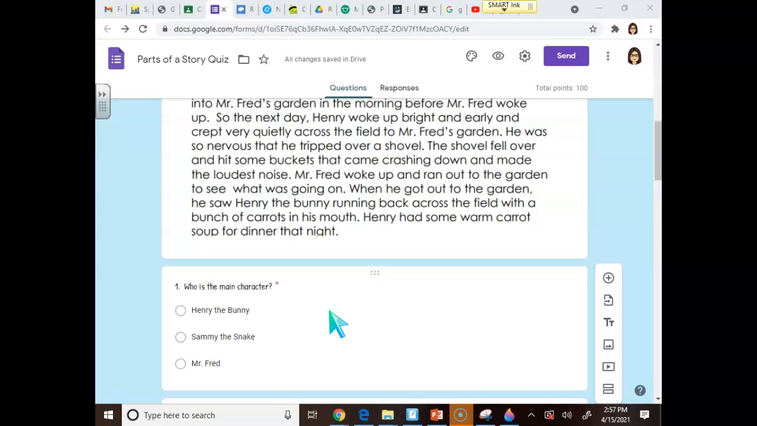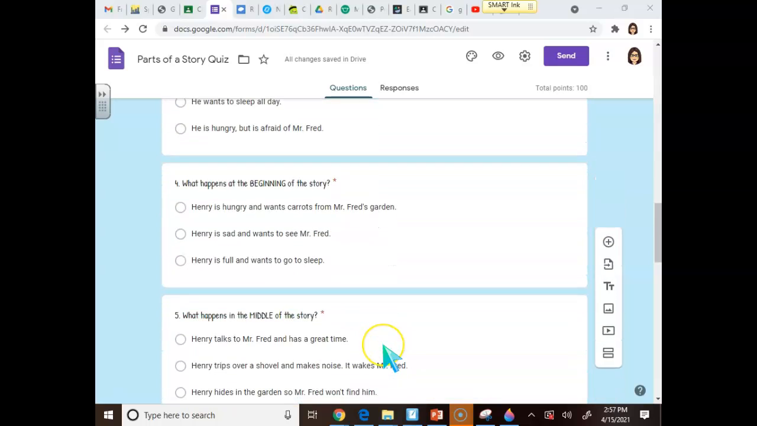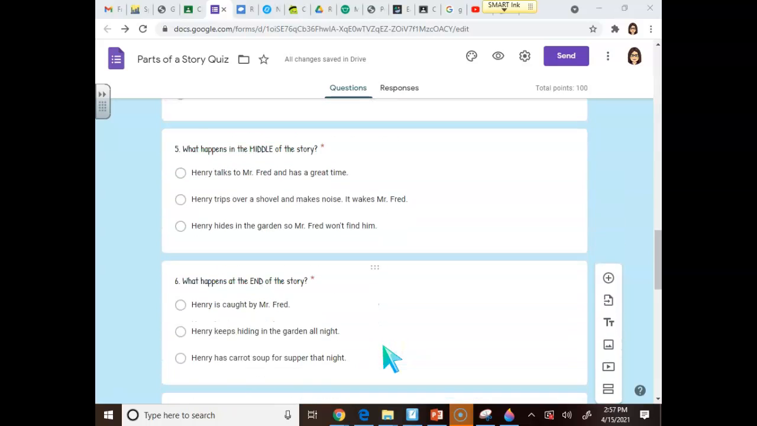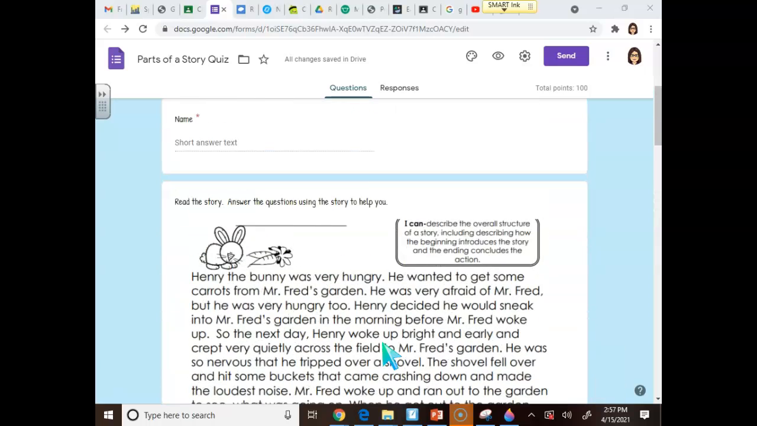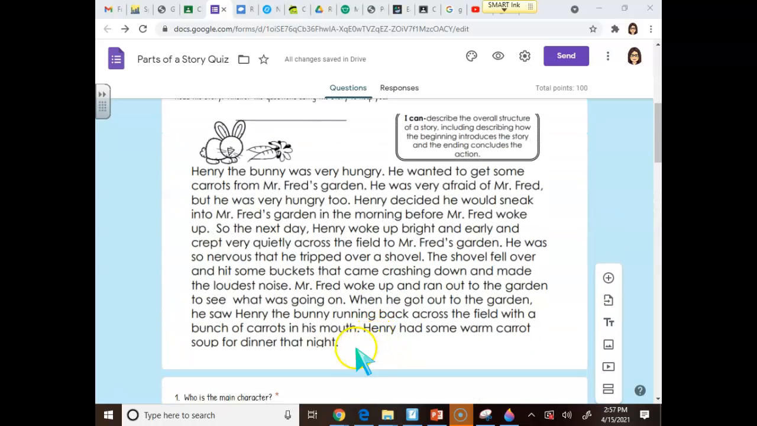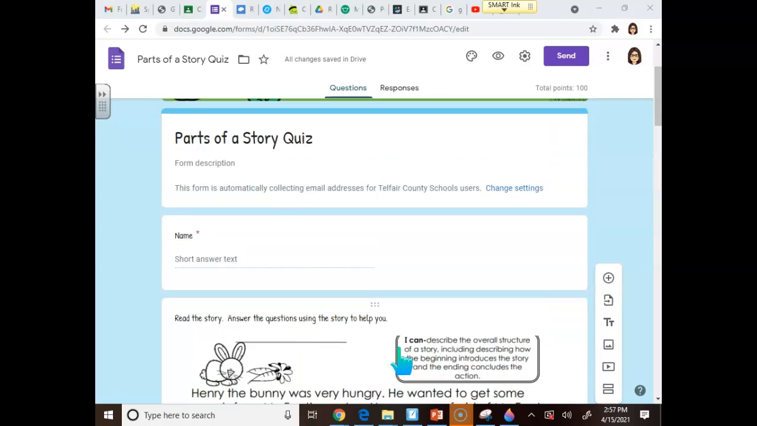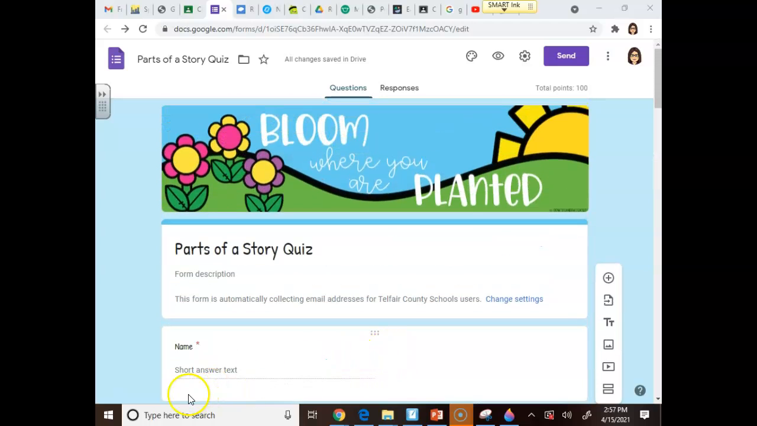It's going to ask you about the main character, the problem the character has, where the story takes place, what happened in the beginning, what happened in the middle, what happened in the end, okay? Just like we've been practicing. You can look up every single time and look at this story, okay? So take your time and do your best. And that will be it for reading today. All right, do your very best work today.